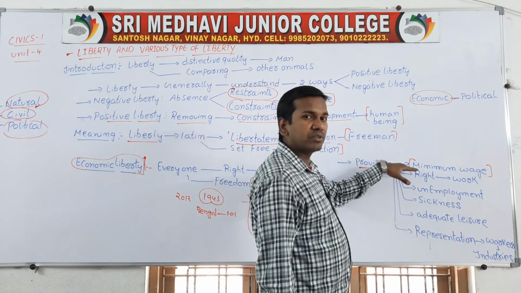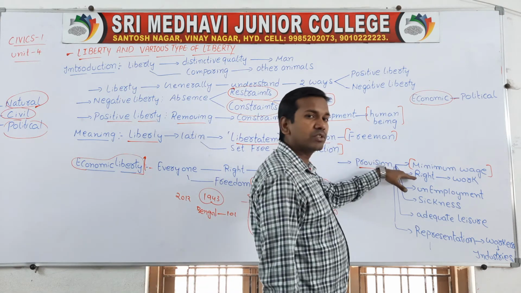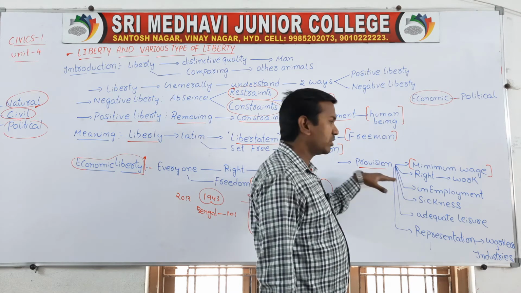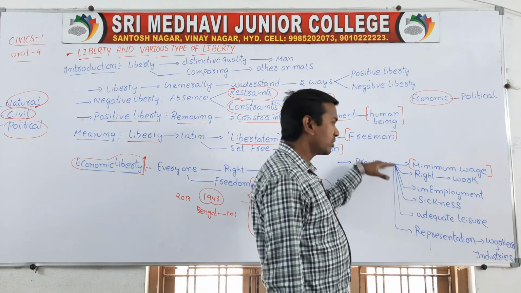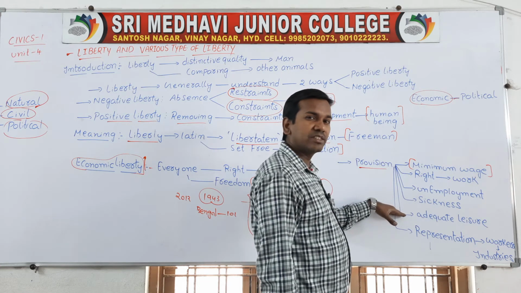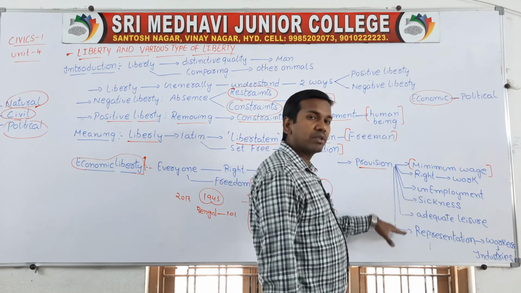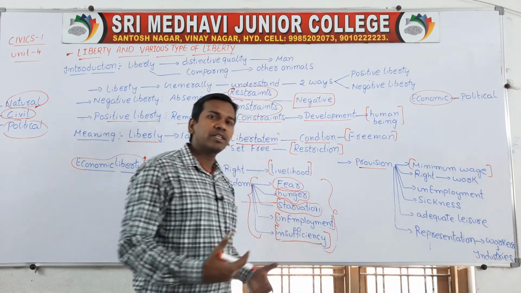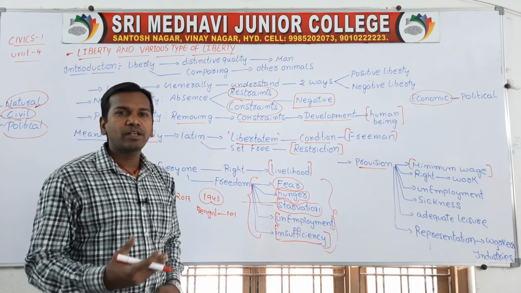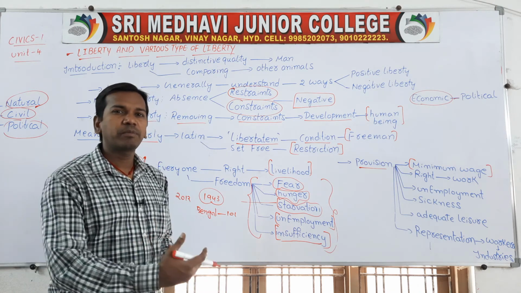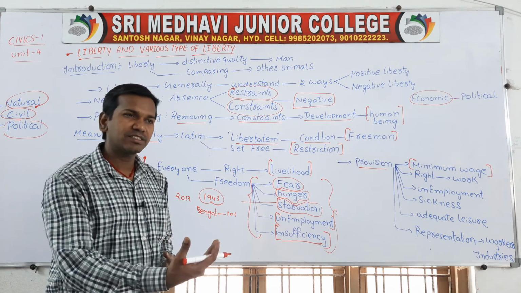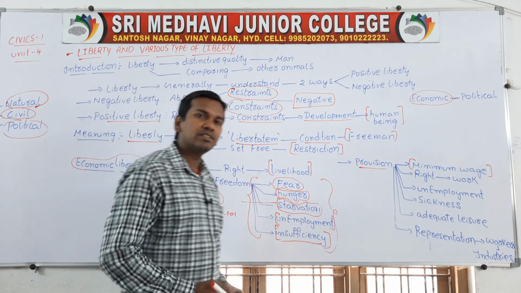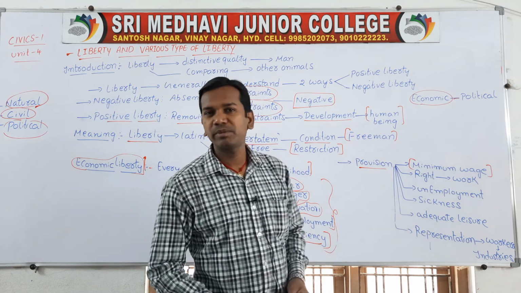The government should fix the minimum wages, the right to work should be implemented effectively, unemployment must be removed, sickness must be removed, adequate leisure facilities should be given to the workers, and workers must be given representation in industries. Then what will happen? Economically the workers will develop, and if the workers develop economically, then they will participate politically also, in elections. That is one point. So children, we have discussed economic liberty.